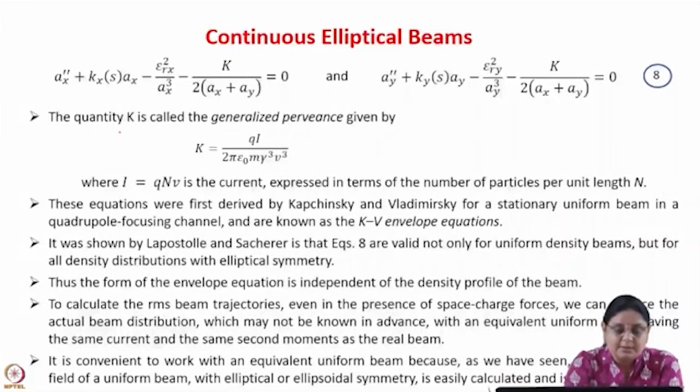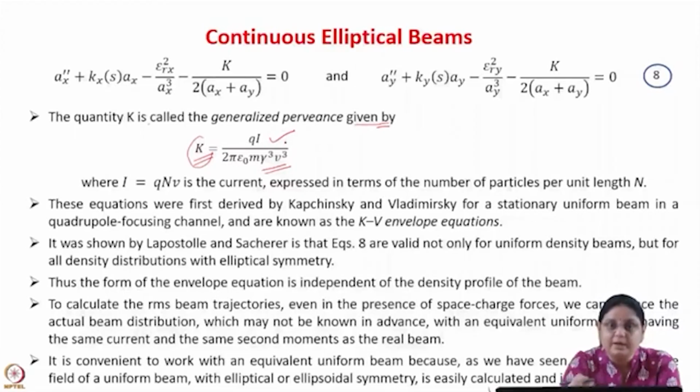In this, the quantity K is called the generalized perveance of the beam, and it is given by this expression. It depends upon the beam current and the beam velocity. Higher the beam current, higher the perveance; higher the beam velocity, smaller the perveance. So it is a measure of the space charge of the beam. Higher the current, higher is the space charge, and higher the velocity, lower is the space charge.